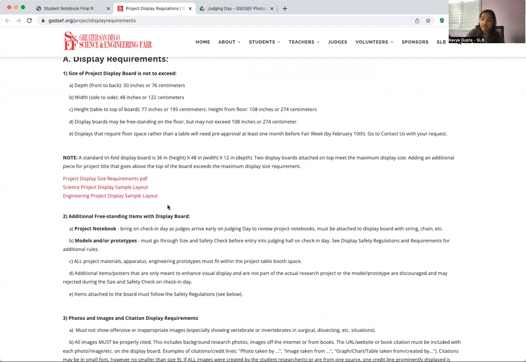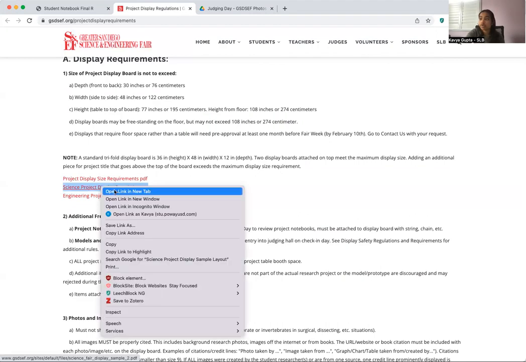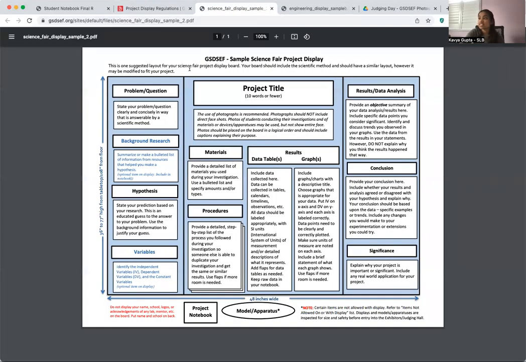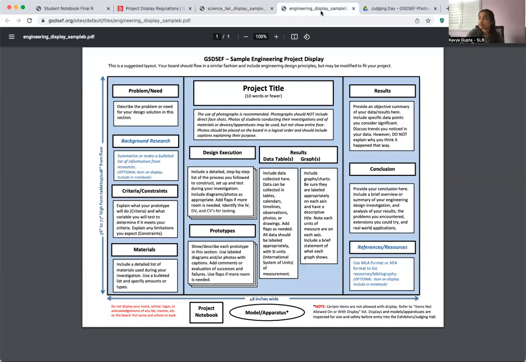And there are some example templates on the website as well, so you can go through them. One of them is for science projects, one of them for engineering projects. So you can just open that up and it'll talk more in detail about what some of the components are. As I said, it's a condensed version of your science notebook. So these are some of the things that you should keep in mind when making your poster.